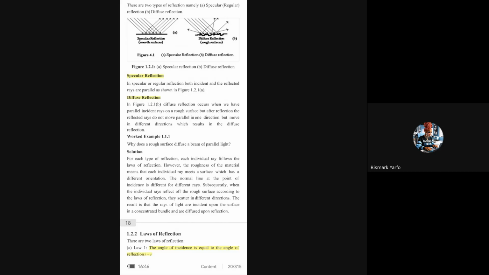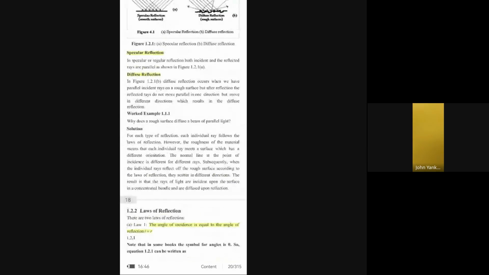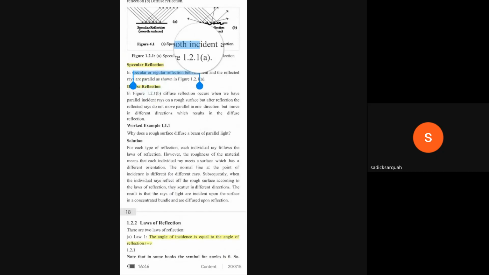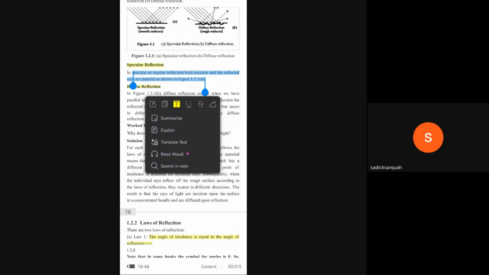Now, apart from what I just said, we can also distinguish between regular and irregular reflection by considering the following. With regular reflection, the one that produces a clear image, it obeys the laws of reflection.